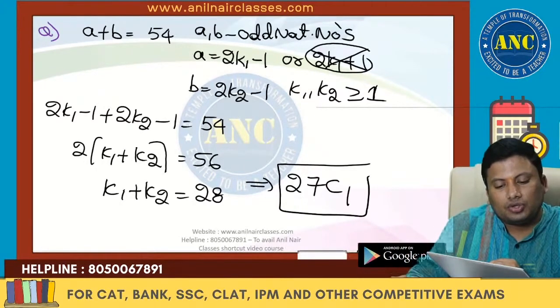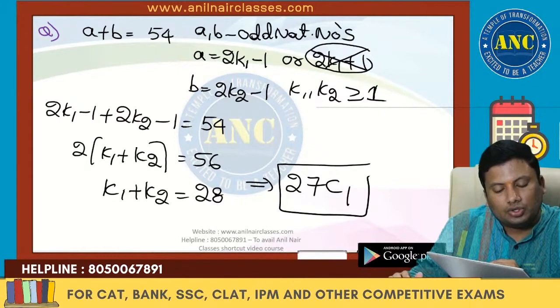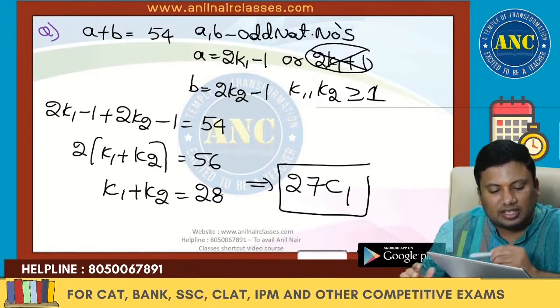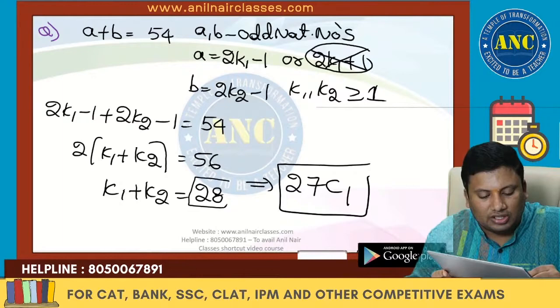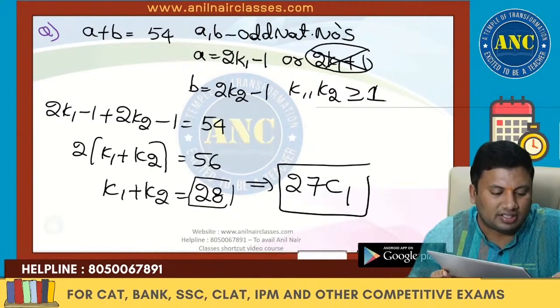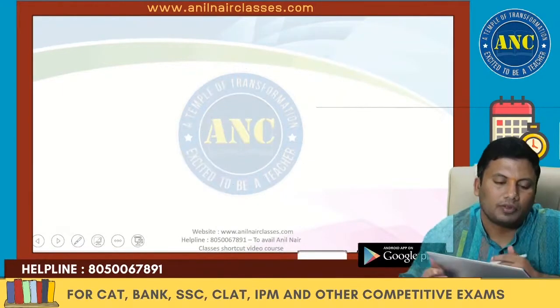2k1 minus 1, 2k2 minus 1. 2 into k1 plus k2 is 56. k1 plus k2 is 28. Answer is 27c1. Next one.